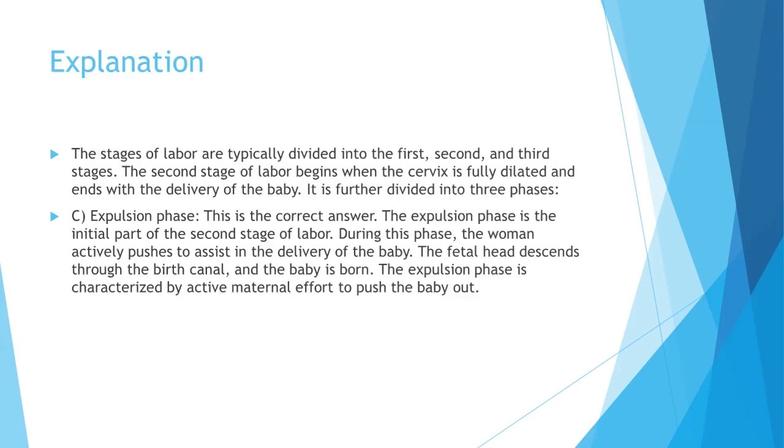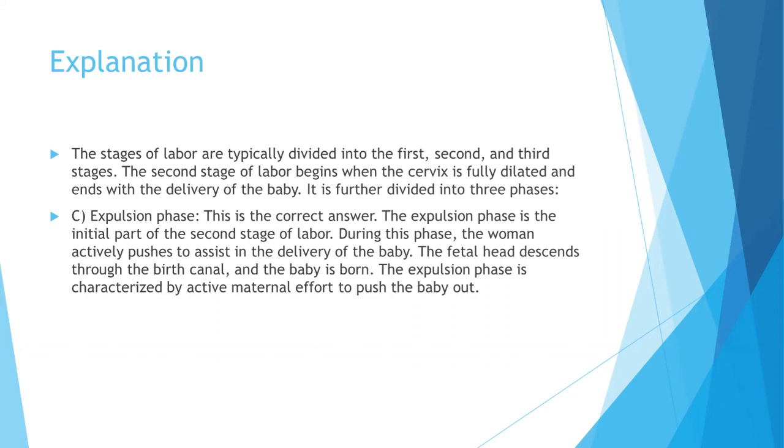So the stages of labor are typically divided into the first, second, and third stages. The second stage of labor begins when the cervix is fully dilated and ends with the delivery of the baby. The first stage of labor is from when the patient starts having true uterine contractions up to full dilation of the cervix. The second stage is from full dilation of the cervix up to the expulsion of the fetus. The third stage is from the expulsion of the fetus to the expulsion of the placenta, and there is also a fourth stage of labor, which is the 1 hour of monitoring after the expulsion of the placenta.